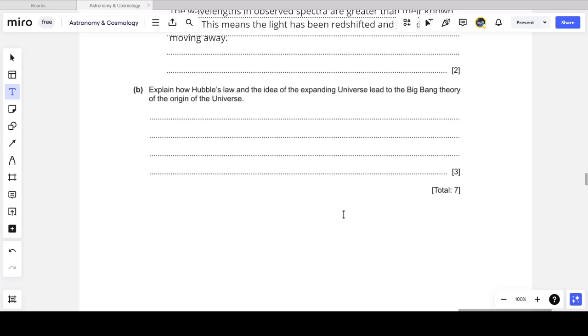And what this means is that if we bring all of these objects to a point where the distance is zero, then they wouldn't be moving apart from each other at any speed, right?